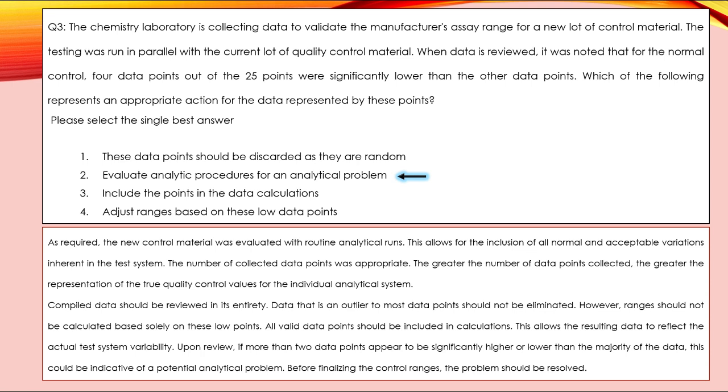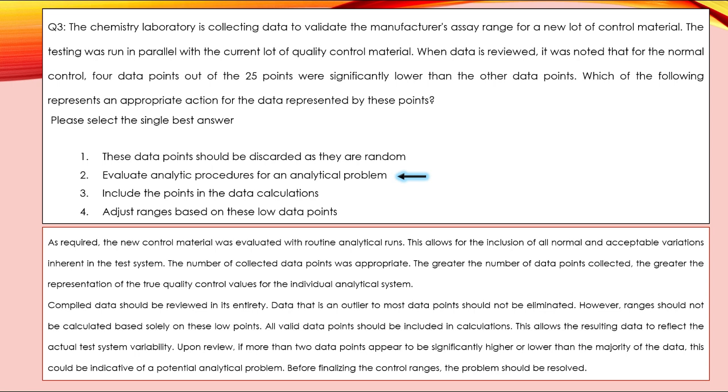entirety. Data that is an outlier to most data points should not be eliminated. However, ranges should not be calculated based solely on these low points. All valid data points should be included in calculations. This allows the resulting data to reflect the actual test system variability.